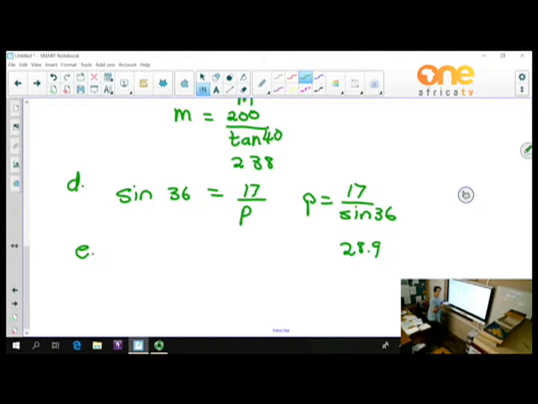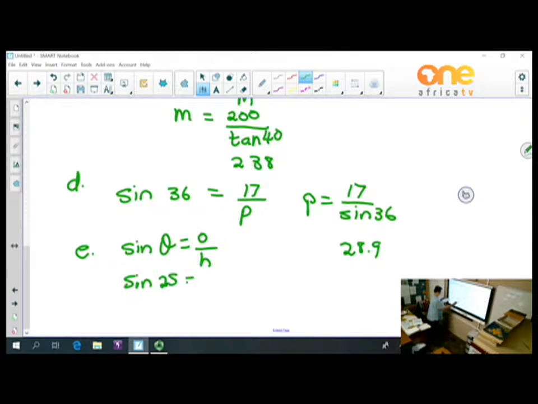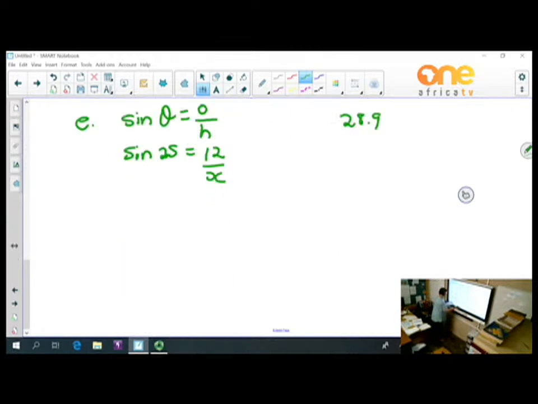Number E. Which function? What would you say? Sine. Sine theta is opposite over hypotenuse. Substitute: sine 25 is equal to 12 over x. How do I get the bottom one? Bottom divide. So x is equal to 12 divided by sine 25, which is equal to 28.4.